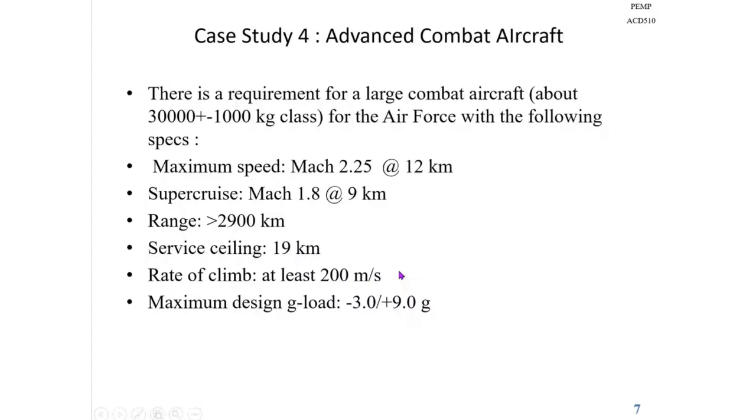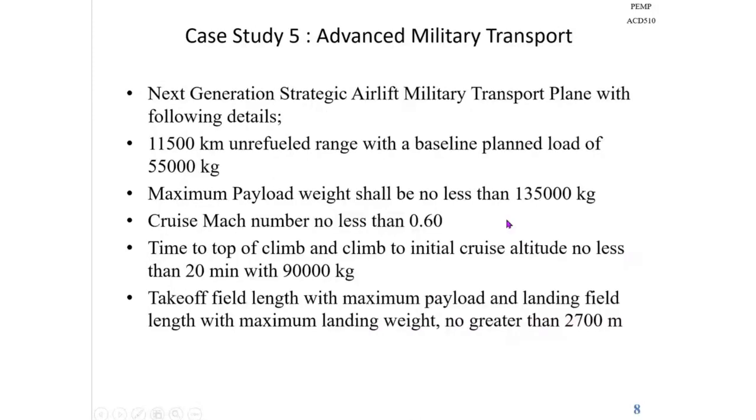The next one is advanced military transport. So this is a next generation strategic airlift military transport plane with the following details. Unfueled range is 11,500 kilometers with a baseline planned load of 55,000 kg mass. So this is a massive guy. Maximum payload weight shall be no less than 135,000 kg.